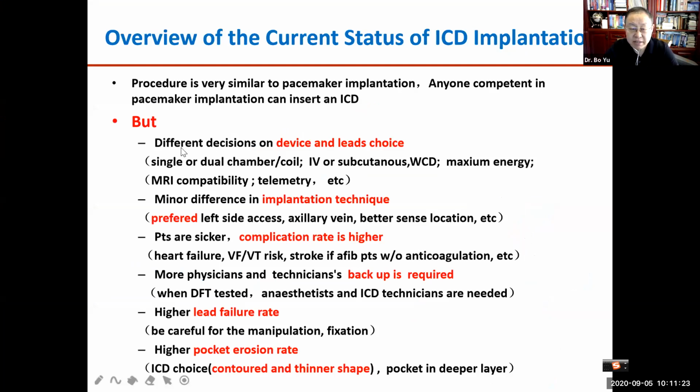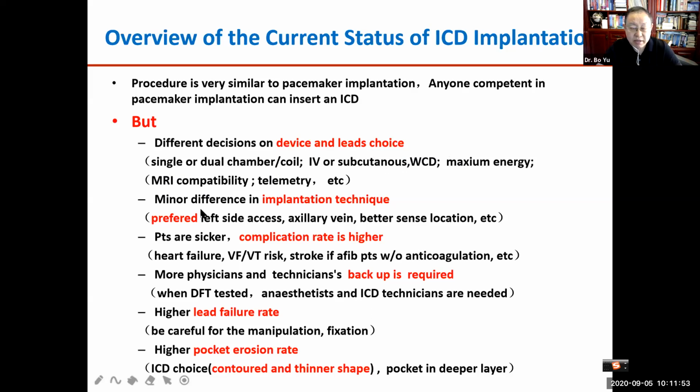So first, the device and lead choice. For the ICD, you have to decide whether to use a single or dual chamber ICD, or single or dual coil leads. Also, intravenous or subcutaneous ICDs or WCD. You may also consider the maximum energy of the ICD, MRI compatibility, and also telemetry.